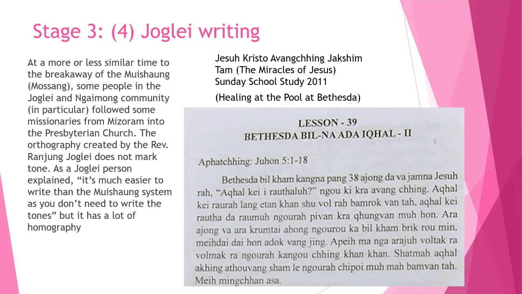At more or less the same time, some Joglei people converted from Baptist to Presbyterian following missionaries from Mizoram, and those missionaries helped them through the Reverend Ranjan Joglei to create an orthography that doesn't mark tone. And as one of the Joglei people explained, it's much easier to write than the other systems because you don't have to work out what the tones are. You don't have to know what they are. But it has consequently a lot of homography.